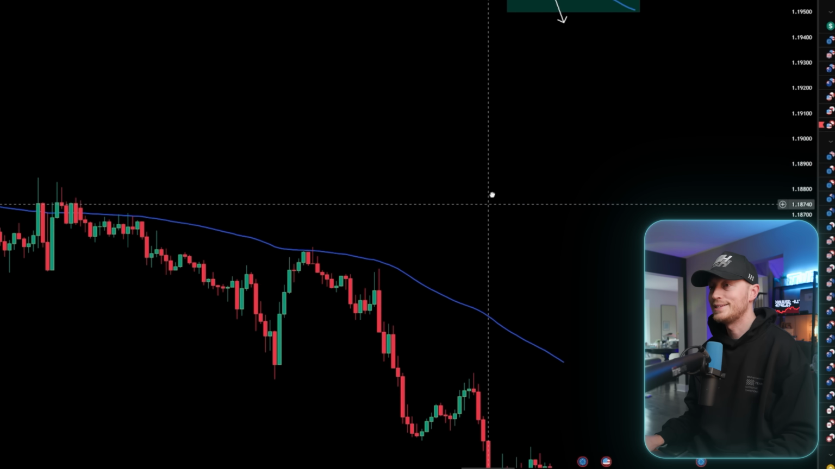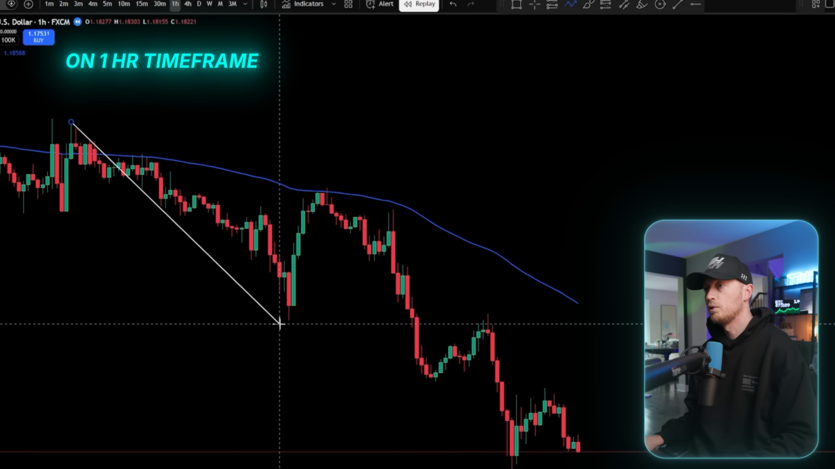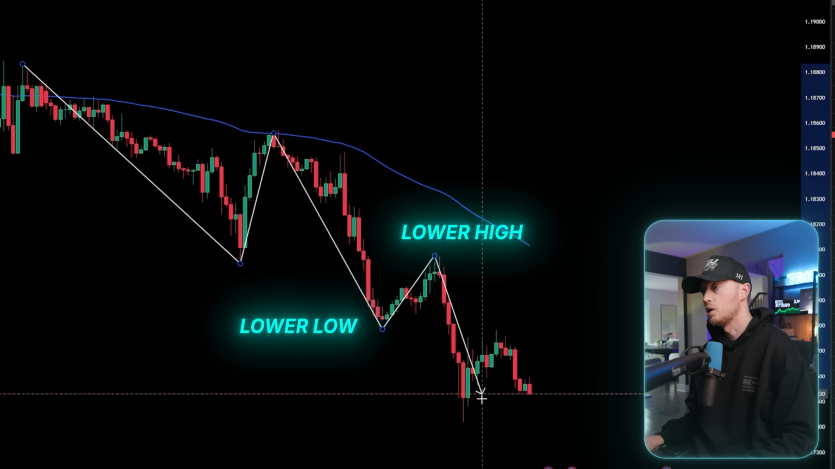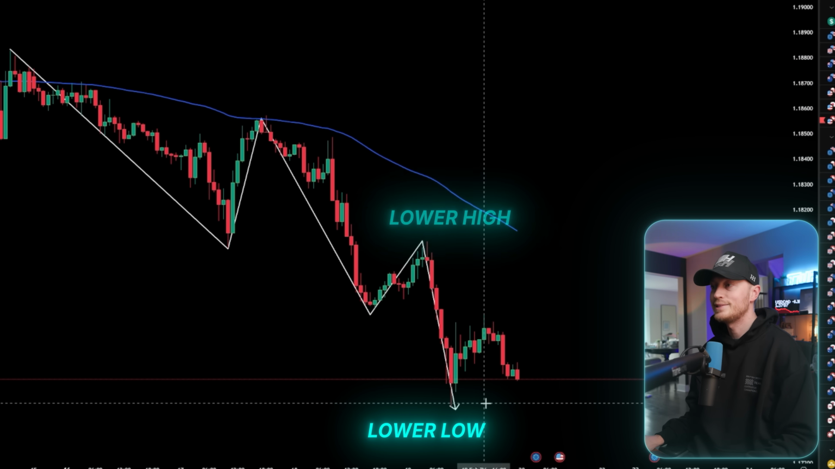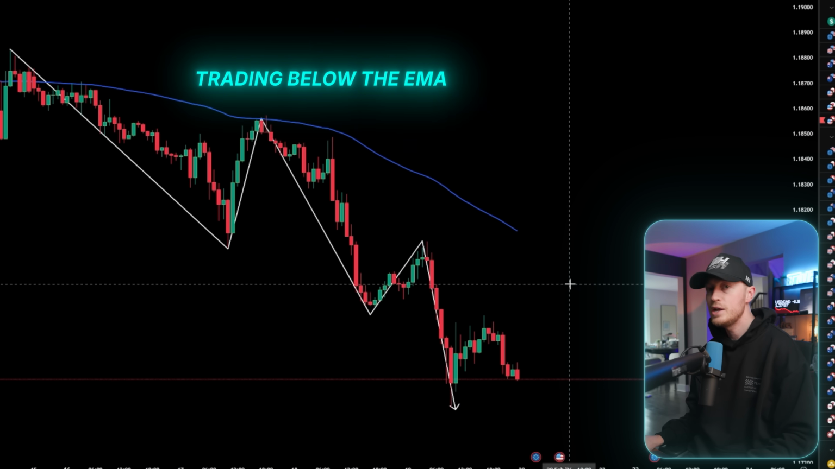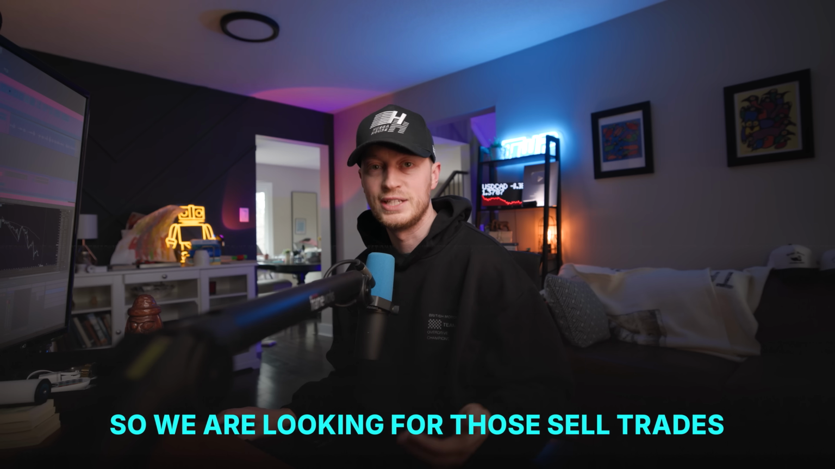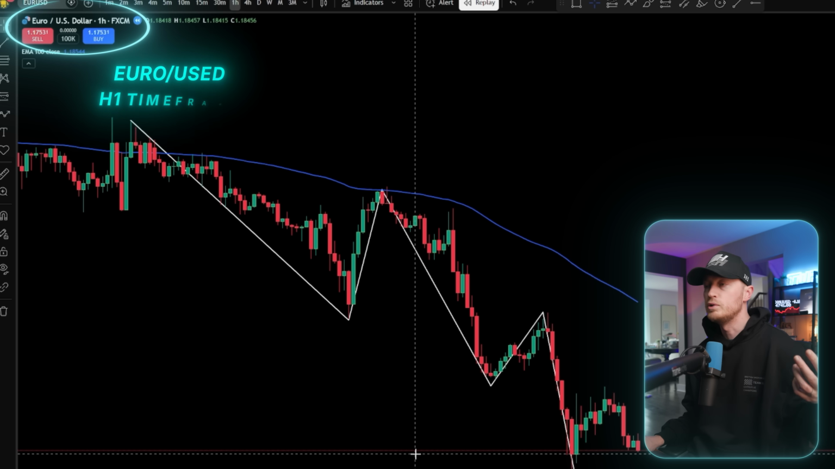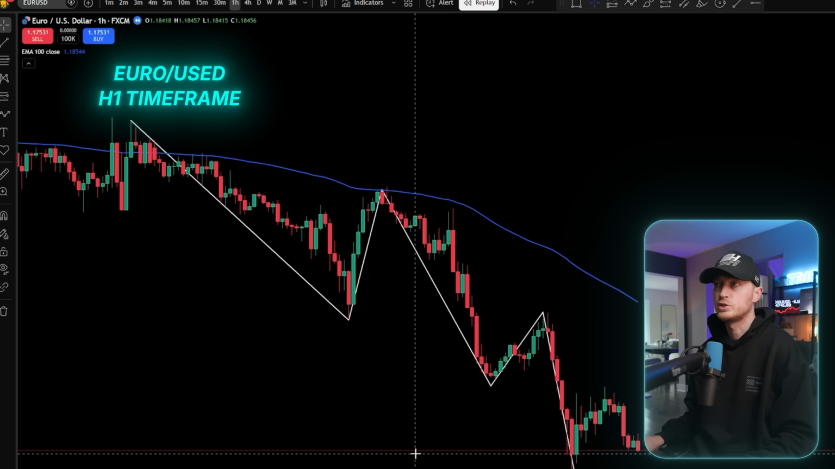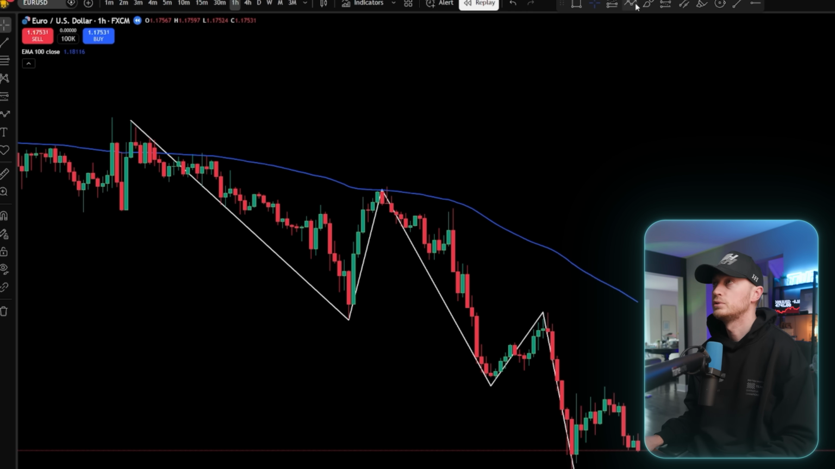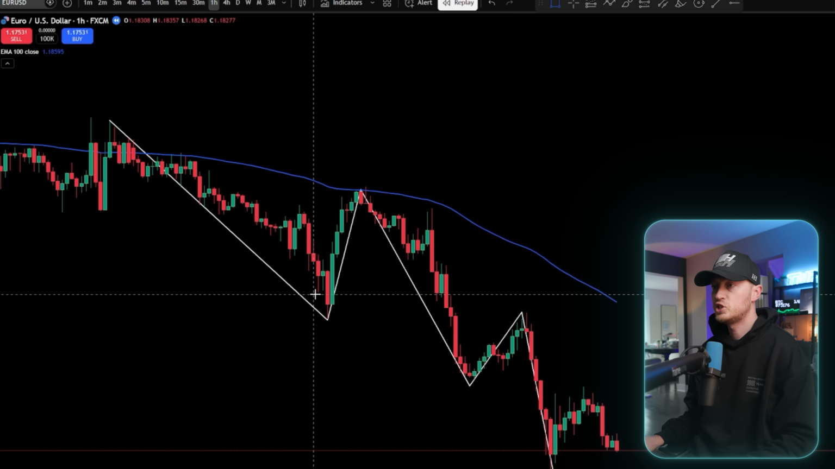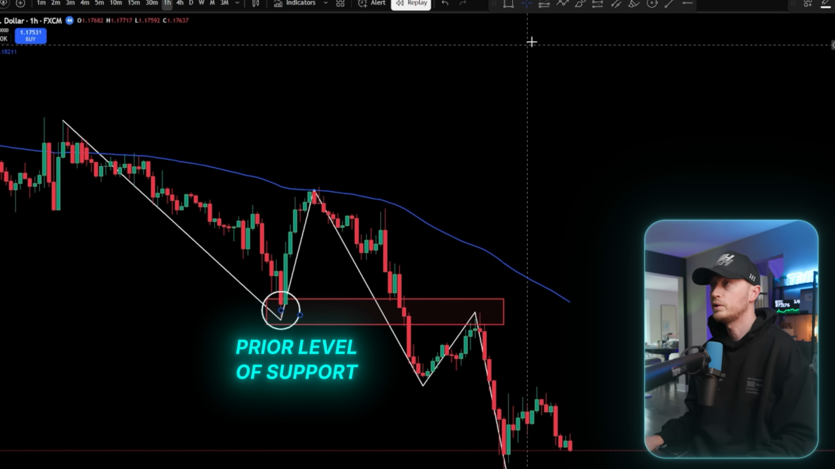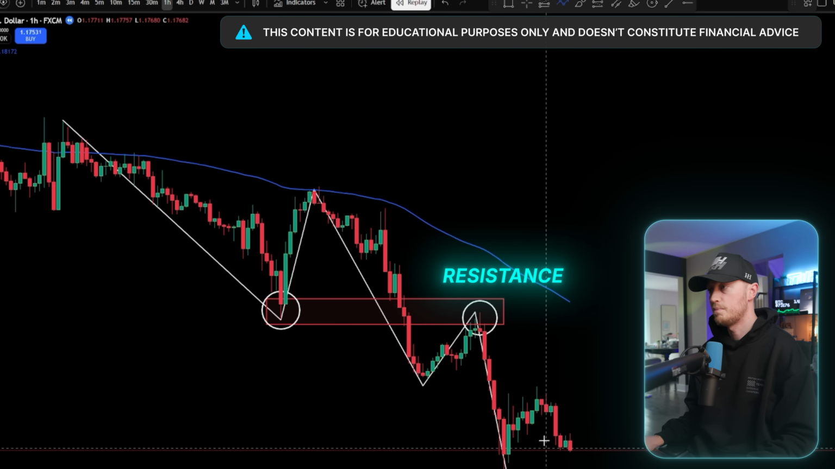Now let's look at an example on the charts. So we make our lower low, our lower high, our lower low, our lower high, our lower low, and we're clearly in that downtrend trading below the EMA, so we're looking for those sell trades. Once we know we are in that downtrend on any asset, this is the Euro US dollar on the H1 time frame. You could trade this on NASDAQ and futures, but now we need to look for our entry zone. You can see here, this would have been a perfect entry zone earlier, a prior level of support, now being used as resistance, and price shot down.